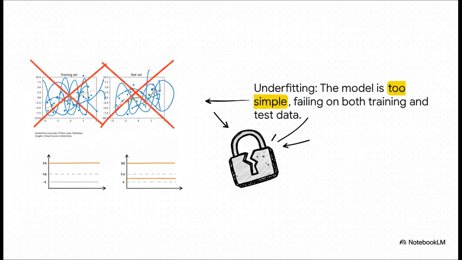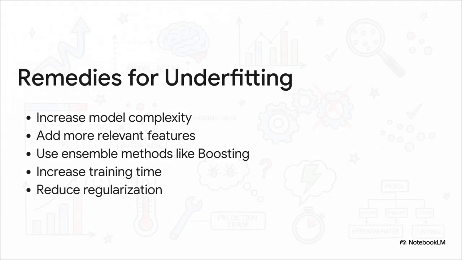The model just gave up. It's not powerful enough to learn. So, how do we fix it? Well, here's the prescription. The model is too simple, so make it more complex. Add more layers or neurons if it's a neural net. You can also give it better clues by engineering more relevant features.